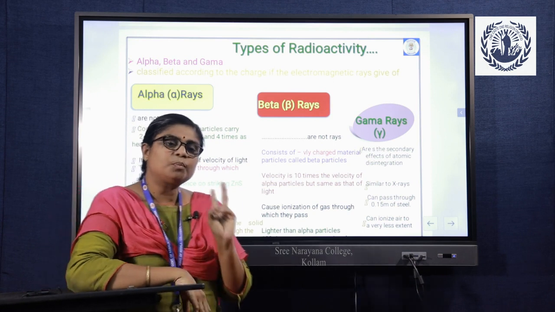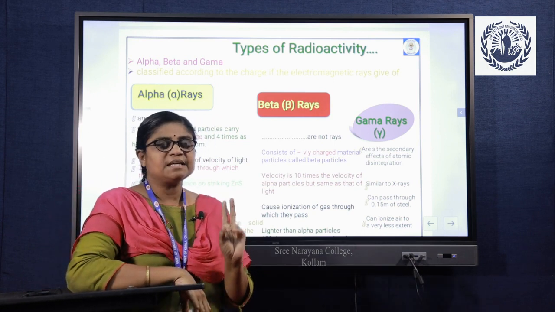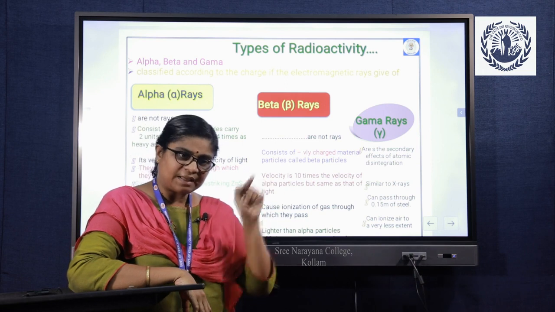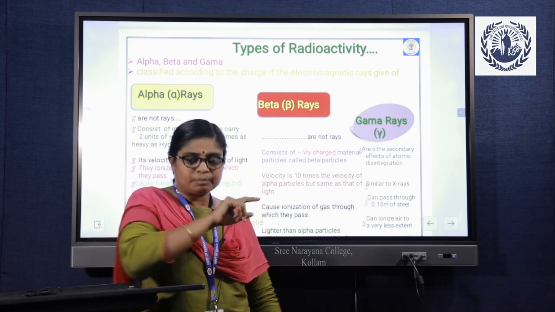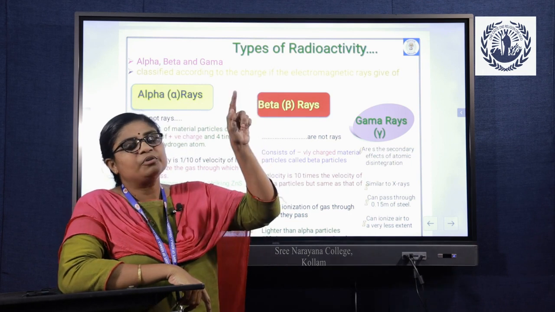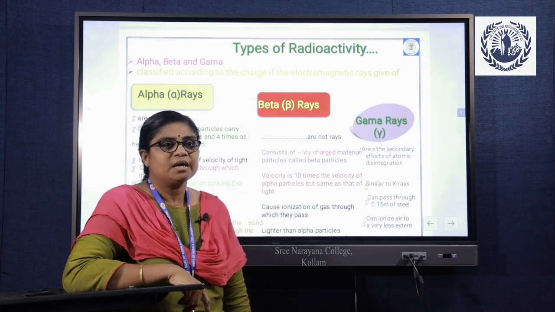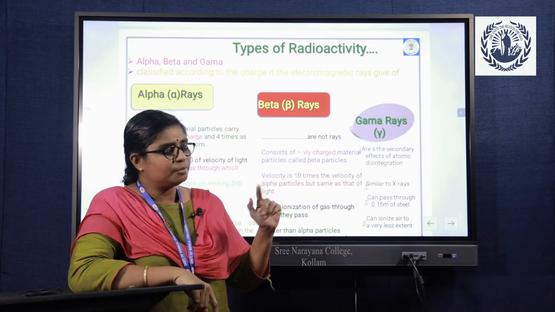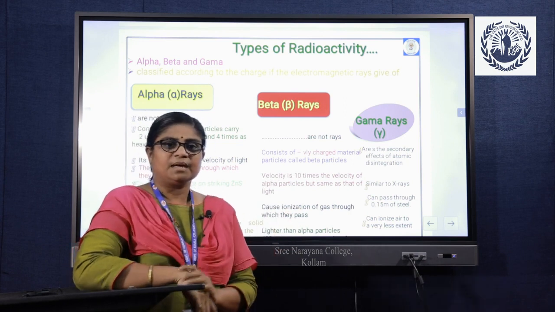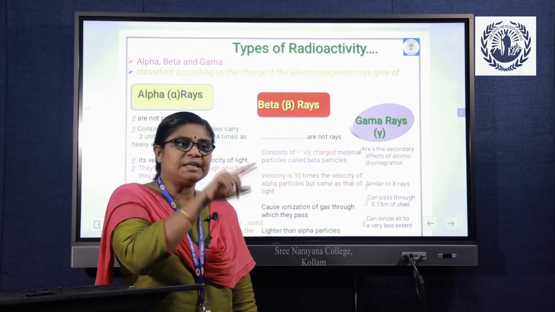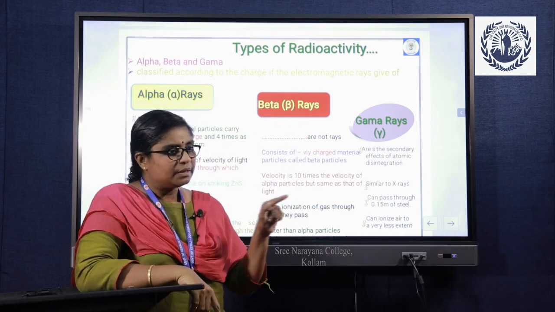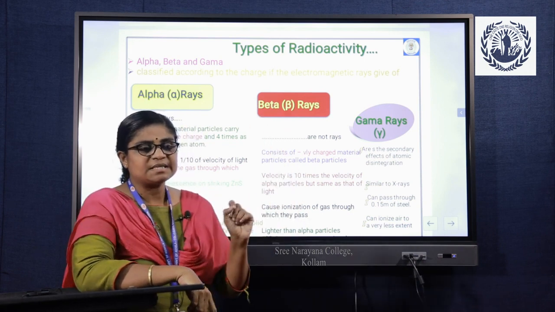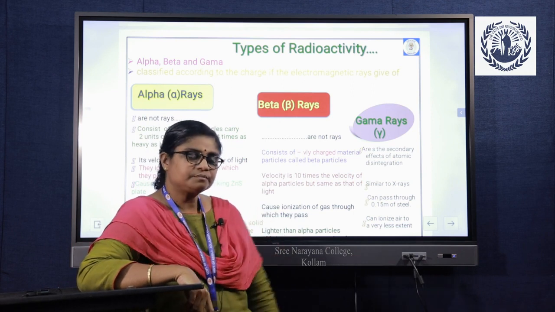Alpha ray has 2 positive charges and 4 units of mass. So alpha has charge plus 2, and on top we write the mass, 4 units. So alpha is 2, 4. What is the atomic number? 2. It is the helium atom. That is, the alpha particle is equivalent to helium, He-2-4. 2 is the atomic number, that is 2 positive charges, and 4 is the mass number. So alpha is equivalent to a helium atom.